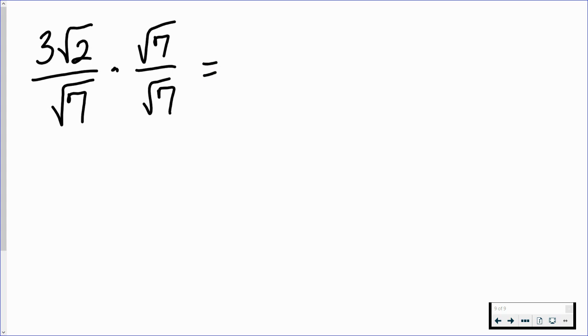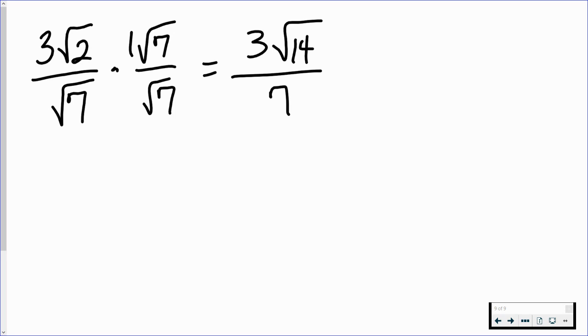On the top, you can think of this as like a 1 being outside, right? So 3 times 1 is still just 3. Now let's look at our square roots. Inside the square roots, we have 2 times 7, which is 14. Then on the bottom, square root of 7 times square root of 7, that gets rid of the square root, and we just have 7. Okay, this is as far as we can go.